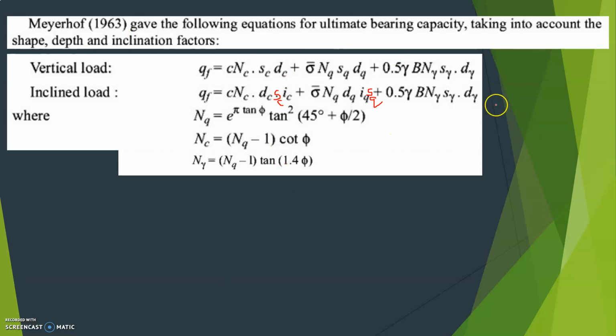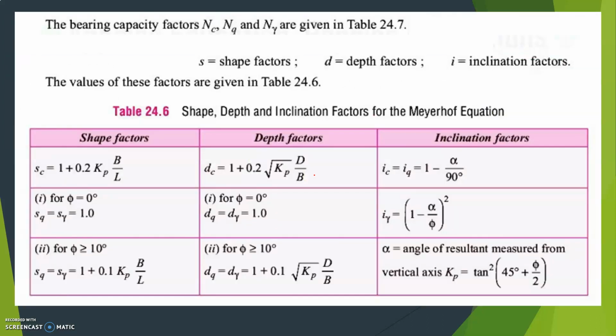Now Nq can be calculated by using this formula: e to the power pi tan phi, tan square of 45 plus phi by 2. Nc is equal to Nq minus 1 cot phi, and N gamma is equal to Nq minus 1 tan of 1.4 phi. And also he had given the formulas to find the shape factor, depth factor and inclination factors. So these Nc, Nq, N gamma can also be available in the table.